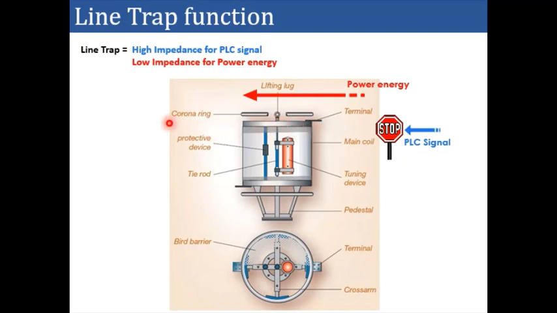Here you will see various components like the corona ring. This is the main coil, which has the tuning device, the tie rod, and the protective device, and you have the bird barrier so that birds don't go inside the line trap, and the other components for fixing the line trap to the line.